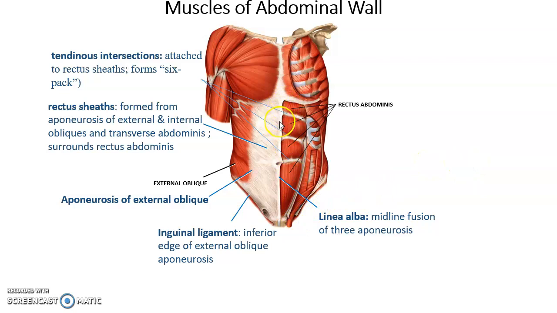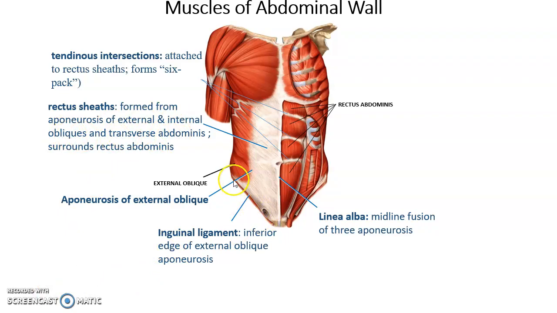We have linea alba. This is a thick sheet of connective tissue running down the midline. It is formed by the aponeuroses of the external, internal, obliques and the transverse abdominis. So sheets of connective tissue that are connecting the obliques to the linea alba also help to form it. We have the rectus sheath, which is a sheet of connective tissue going around the rectus muscle specifically, also formed from the aponeuroses of external, internal, obliques, and transverse abdominis.